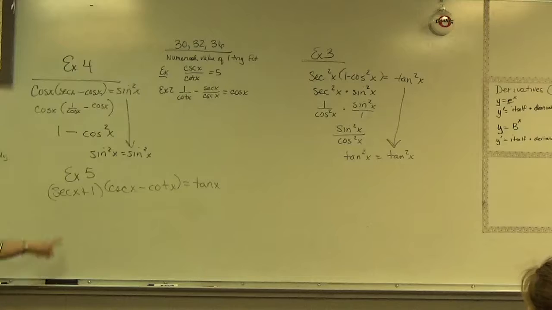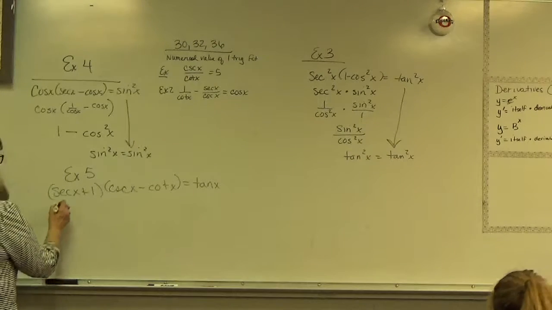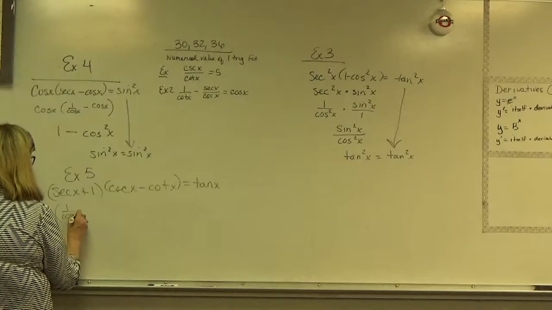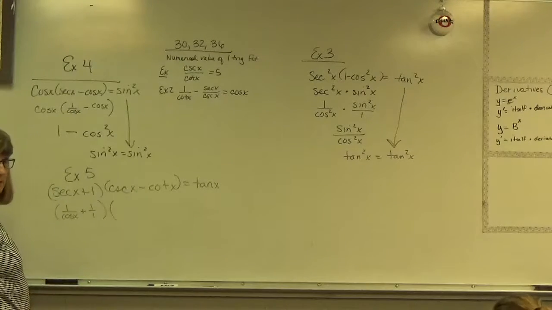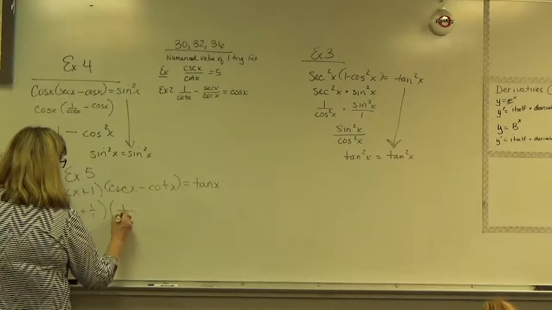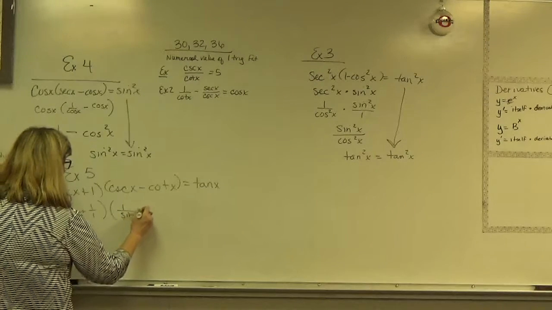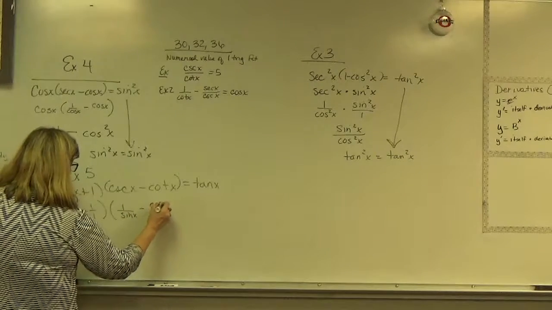Okay, so Richard, tell me how to change secant. 1 over cosine, okay, plus 1. I'll do that to give you the hint. What do you do for cosecant? It'd be 1 over sine, minus cosine over sine.